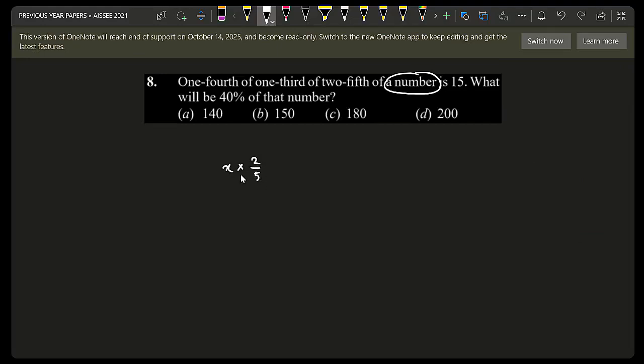And in that 2/5 they're asking 1/3, and again they're asking 1/4. So I write 1/4 of 1/3 of 2/5 of a number is 15, so it is equal to 15. Now they are asking what is 40% of that number. In order to calculate 40%, we should first identify what that number is. So I want to get the value of x.